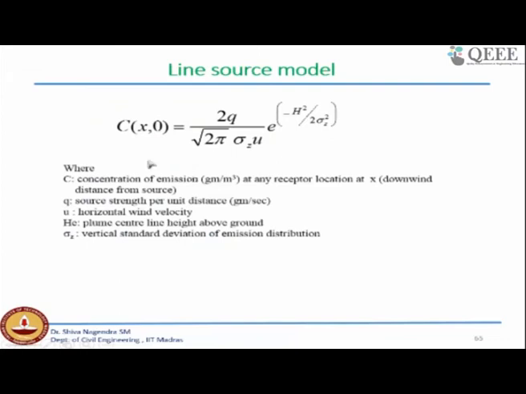The next type of model is a line source model. This is a very simple line source model where Q is the emission source strength contributed by the tailpipe, and sigma z is the vertical dispersion coefficient. I mentioned the horizontal dispersion coefficient earlier; sigma z is the vertical dispersion coefficient, and h is the effective stack height. Here, h is nothing but the release height.